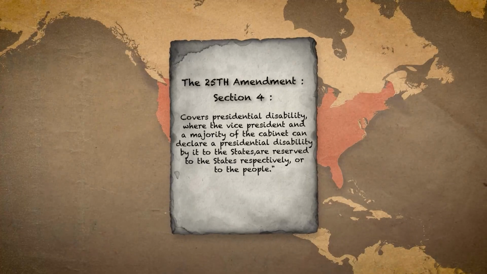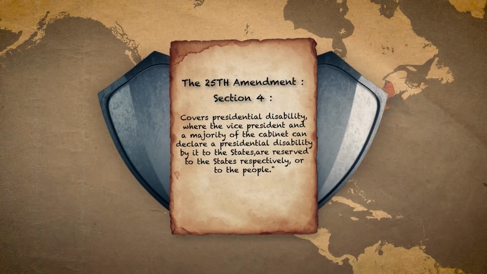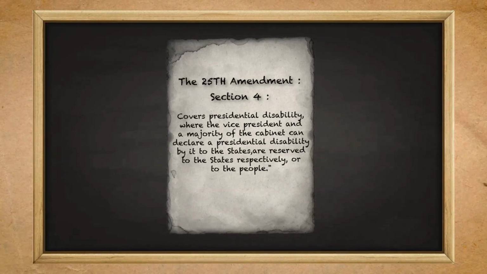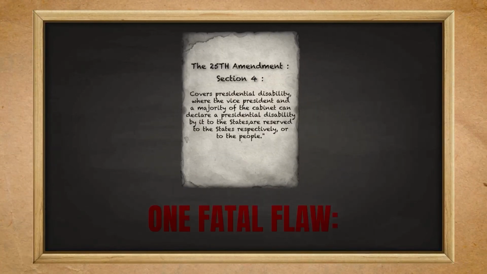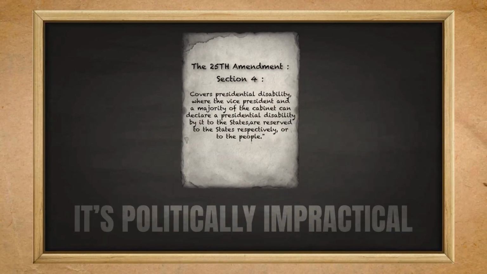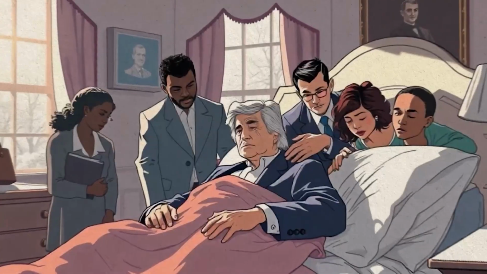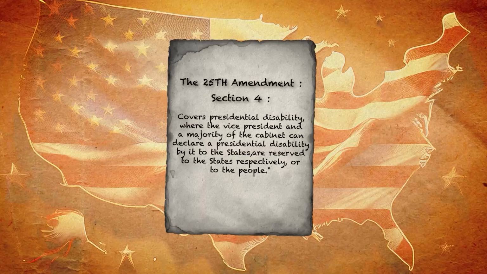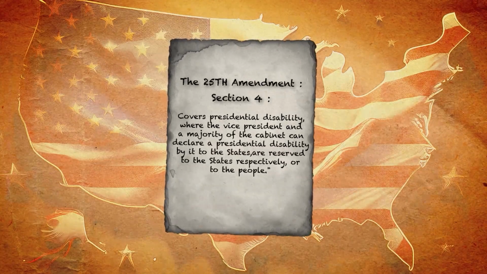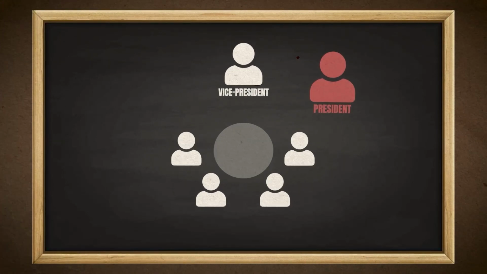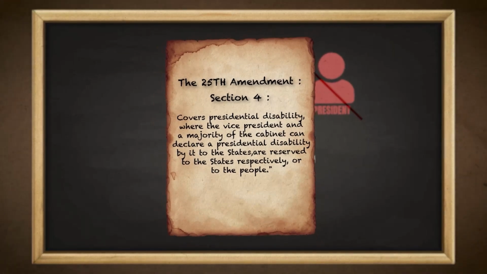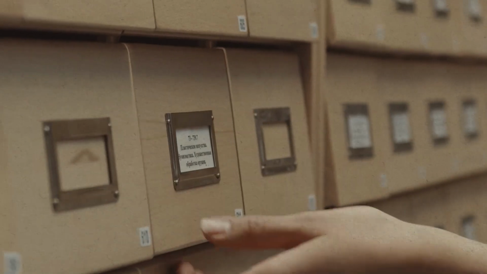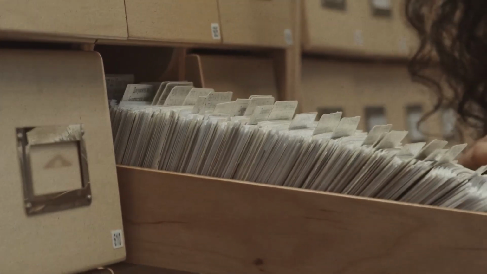On paper, Section 4 promises to be a constitutional safeguard, a safety net to catch the country in moments of profound crisis. But in practice, Section 4 has one fatal flaw. It's politically impractical. Let's break it down step by step. Imagine a scenario where the president has become so unfit to lead that the nation is at risk. The amendment seems to offer a clear path forward. The vice president and a majority of the cabinet declare the president unfit, and the system works as designed. Right? Well, not exactly. The reality is far more complex and infinitely messier.